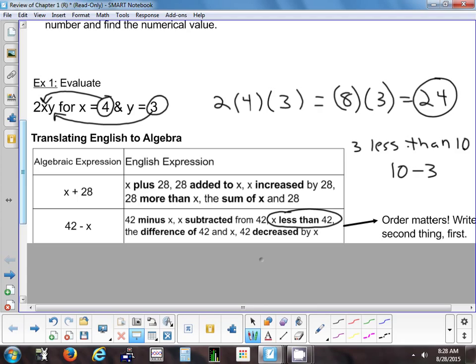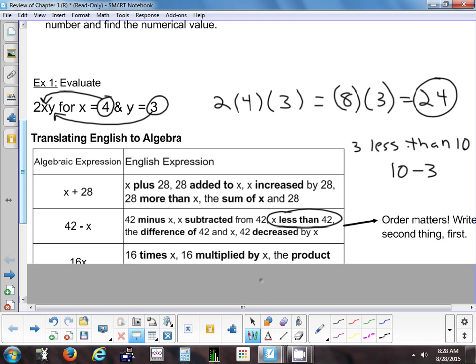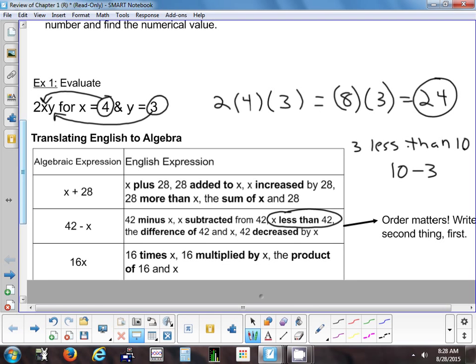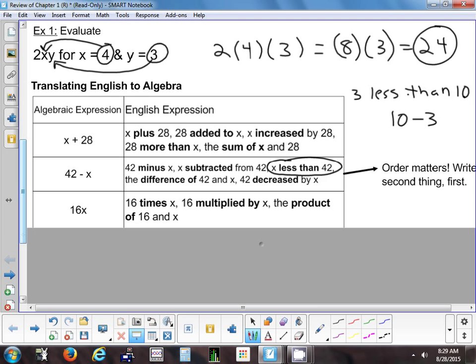Yeah, guys, again, this is something else that's going to show up all year long. You've got to know when it's less than, whatever comes after that less than is going to go first. Put your minus sign, and then put the first thing that's mentioned. All right. A lot of kids get tricked on that. That's why we want to talk about it early on. A lot of these other ones are straightforward.